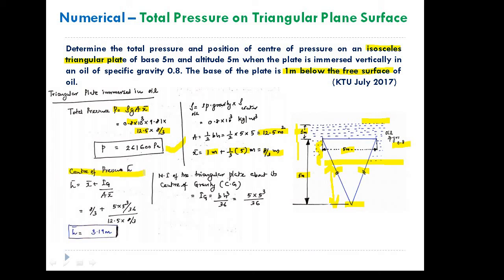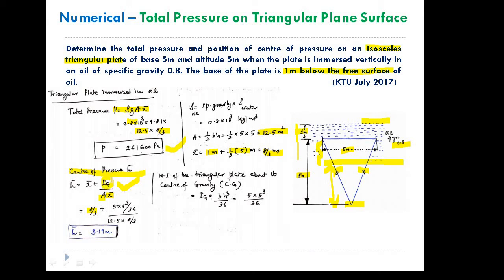And now the next part, it is the center of pressure h bar in this case. So what is the formula? You should study this formula. h bar equals x bar plus Ig divided by A x bar. Okay, so x bar is found out as 8/3, A is known as 12.5, and x bar is known as 8/3. So the only unknown is Ig.